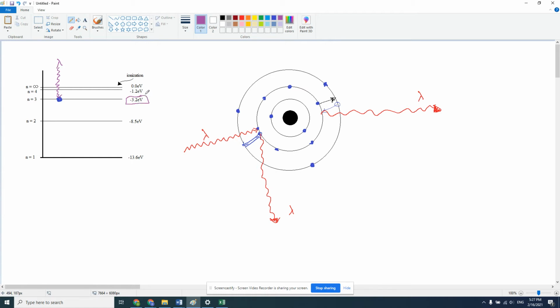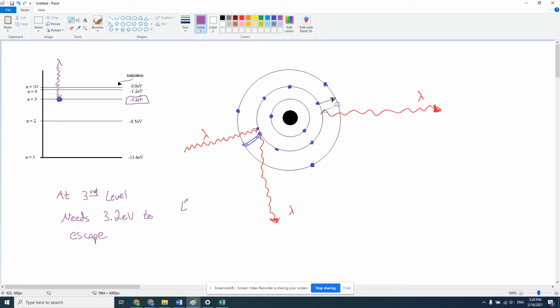What you see here has an energy level of negative 3.2 electron volts. Notice the highest level is called ionization, or n-level infinity, at 0 electron volts. What this means is if I'm at the third level, the electron needs 3.2 electron volts to escape.